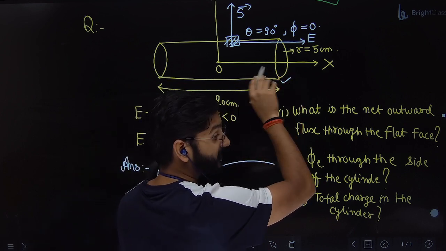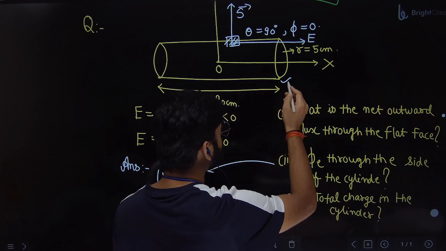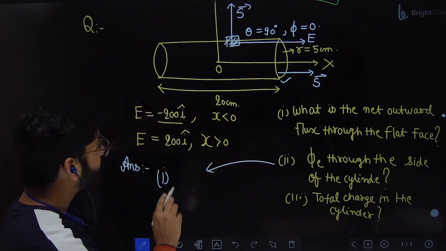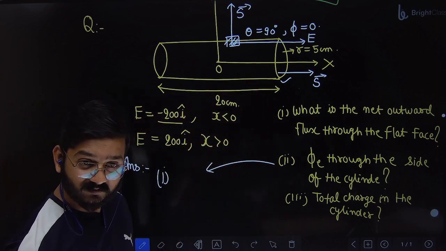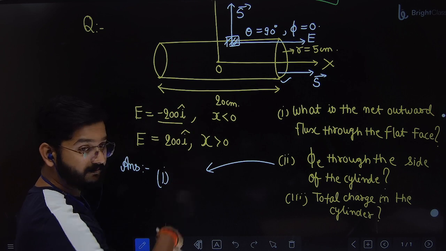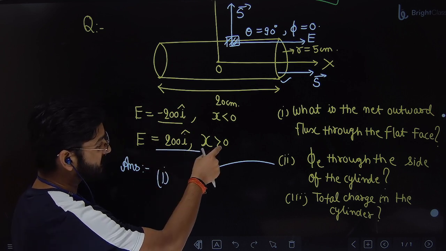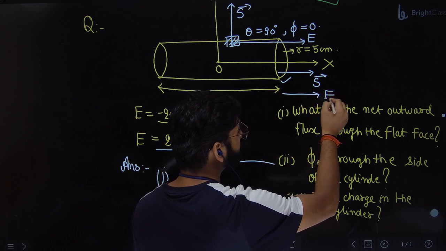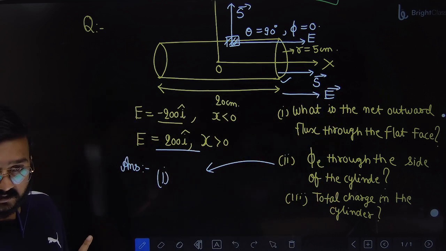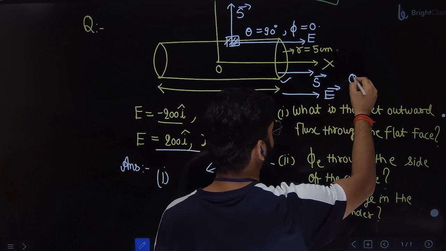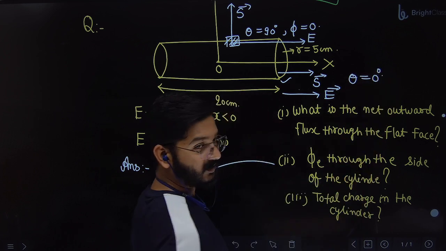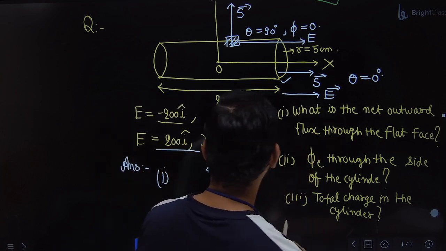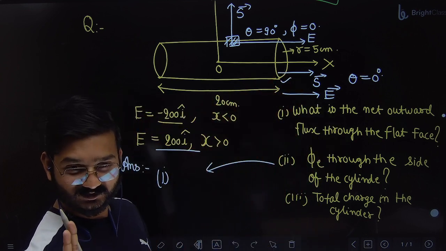So the area vector will be outward and perpendicular. Is this the positive side or the negative side? Positive. Which electric field will you pick? The second one, because it is defined for positive. The electric field is also in the same direction, because the electric field is in the i cap direction. What is the angle? Zero. Cos zero is... one. Don't write zero. Cos zero is one.